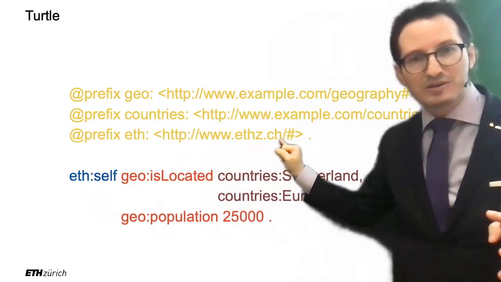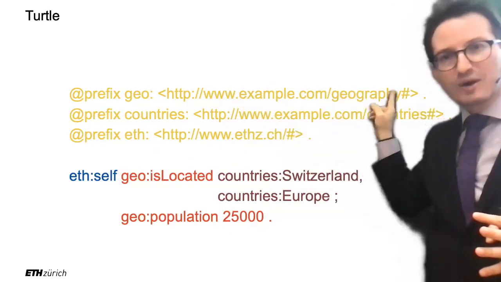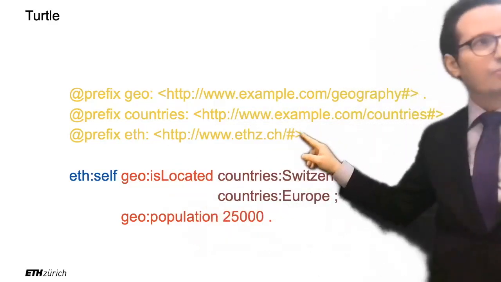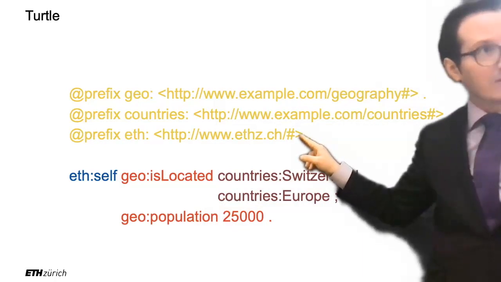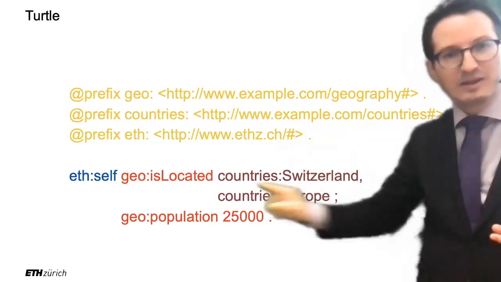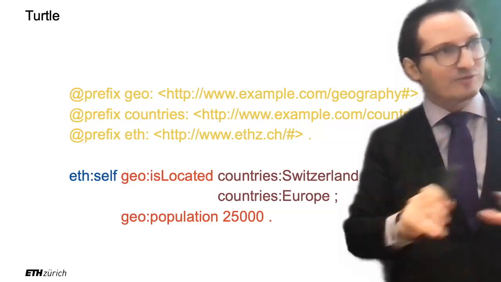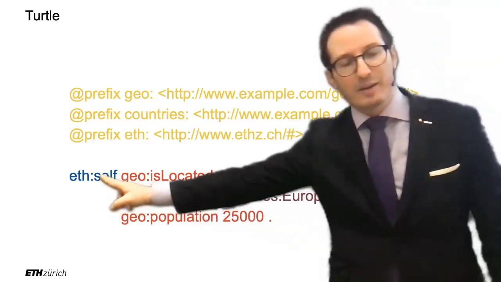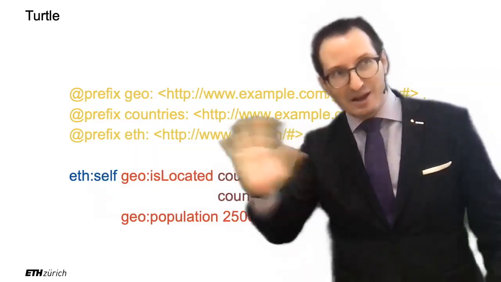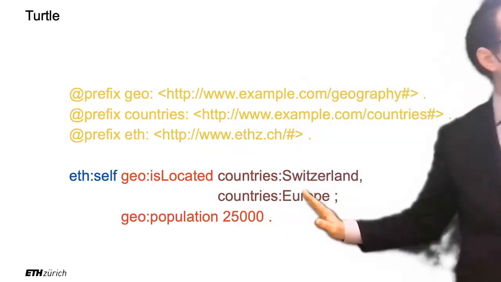So it's basically eth.ch/sharp self. Then you have example.com/geography sharp is located, or sharp population. That's the reason why they put a sharp here. You know, a sharp is a fragment in URLs. So this is why they put the sharp, because they expect that it's going to be concatenated with the local name, right? This is just unique to the universe of RDF. Just be aware of it. So this is why here I'm telling you that these are actually URIs because of that. Right? But in XML, they are still QNames, right?